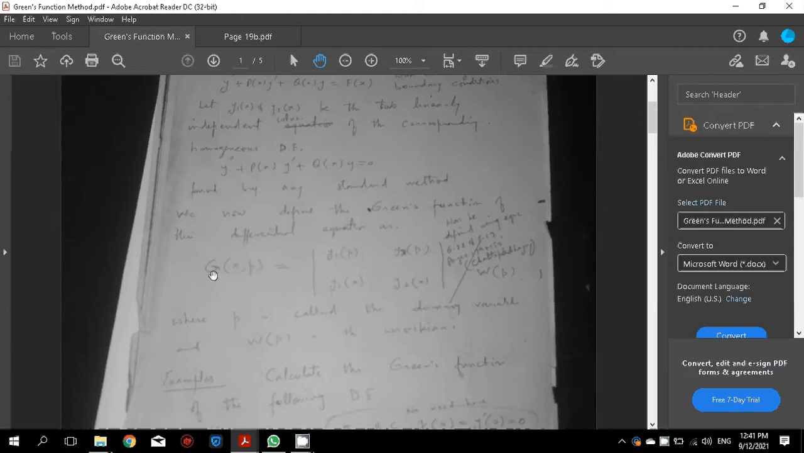This is the definition of the Green's function I am going to present, represented by capital G(x,p). So the Green's function is a function of our old variable x and a new variable p, and is defined as the determinant of y1(p), y2(p), y1(x), y2(x) divided by W(p), where W(p) is the Wronskian of the differential equation with x equal to p. So this is how the Green's function is defined.